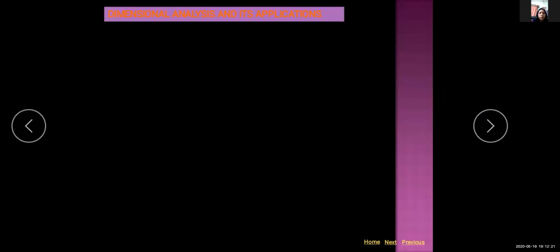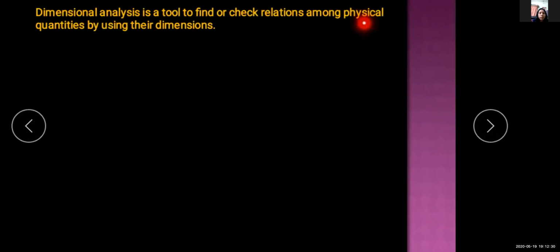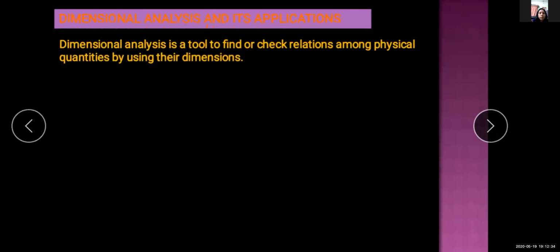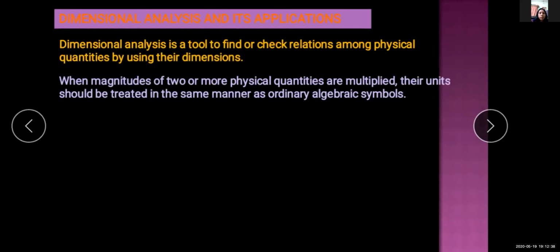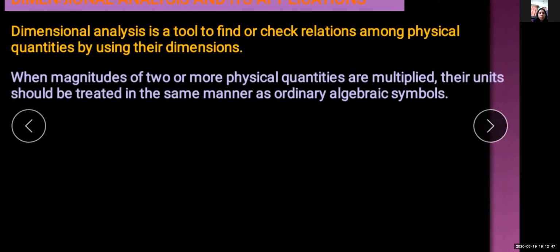Dimensional analysis and its application. Dimensional analysis is a tool to find or check relations among physical quantities by using their dimensions. How do we use dimensional analysis? When the magnitudes of two or more physical quantities are multiplied, their units should be treated in the same manner as ordinary algebraic symbols.